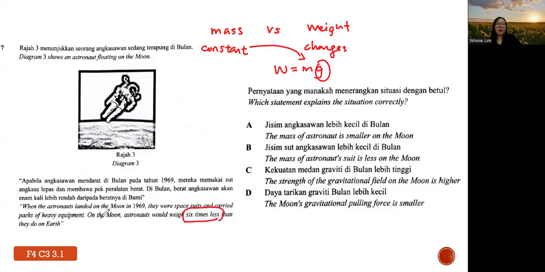So why is it 6 times lesser? Because on the moon, there will be a smaller value of g. How much smaller? 1/6 compared to on Earth. So nothing to do with the mass idea, and the mass of the astronaut being smaller is also not the correct idea. And just now the teacher already said the gravitational field strength should be lower, not higher, so that is wrong as well. And the moon's gravitational pulling force is smaller. So this is the idea of the weight, or the force between the two objects.